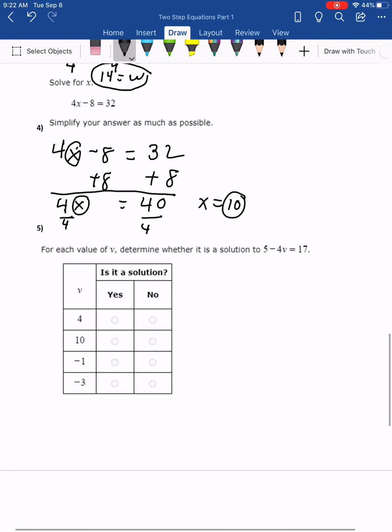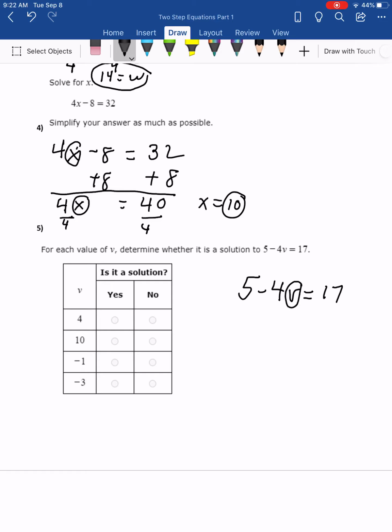All right, number 5. 5 is different in a way. It looks different, but it's really not. For each value of v, determine whether it's a solution to 5 minus 4v equals 1. Well, all the equations we solved above had only one answer. So if we solve this equation, we can then look at the table and try to find our answer. Let's do that.